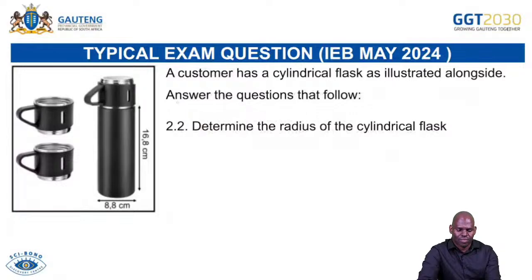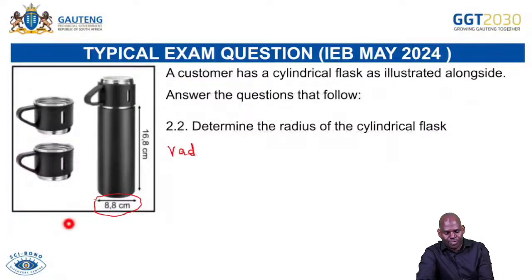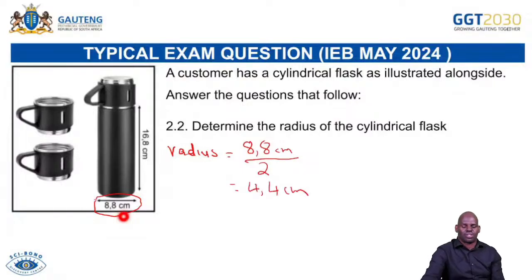Okay, then another easy question: determine the radius of the cylindrical flask. If we look at our picture here, we can see that our diameter there is 8,8 centimeters. Boys and girls, you must be able to determine the radius, because if you are given the diameter, the radius will be the diameter divided by 2. So 8,8 centimeters divided by 2 gives 4,4 centimeters. This one was very, very easy.